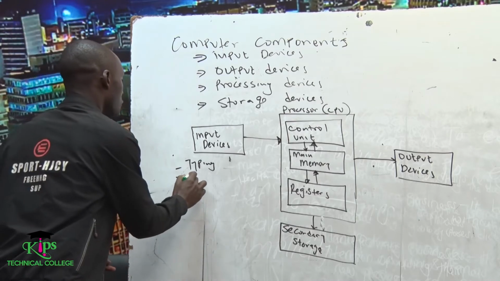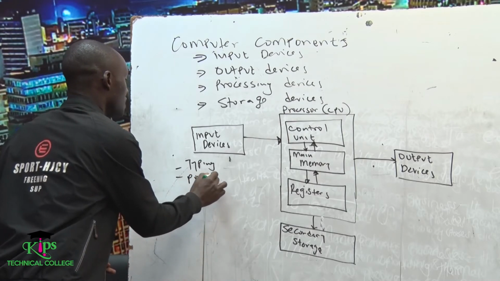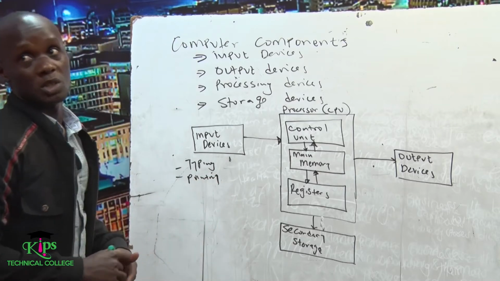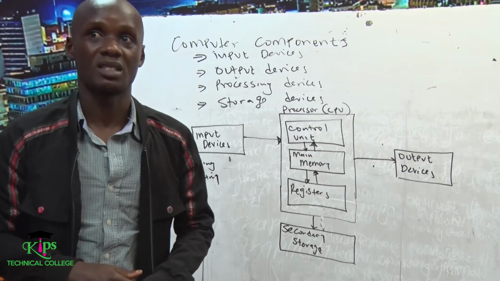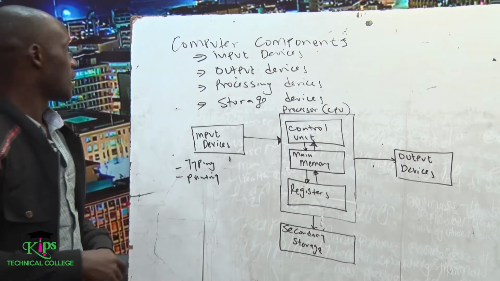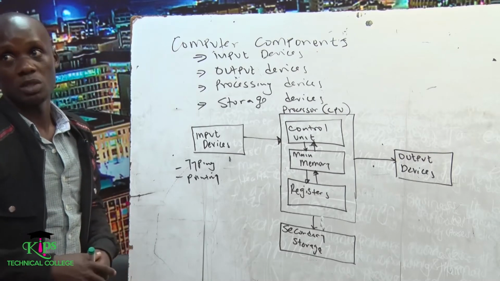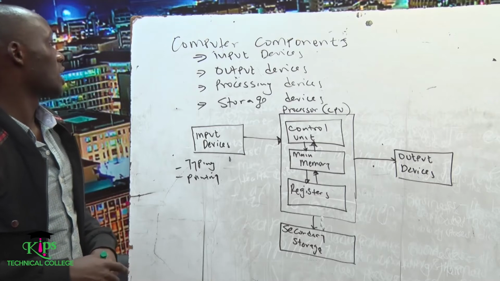Then we have what we call pointing devices. So pointing devices enable the user to enter data by pointing on the computer screen and making selections by basically just pointing on a given object on the screen and clicking on a button.